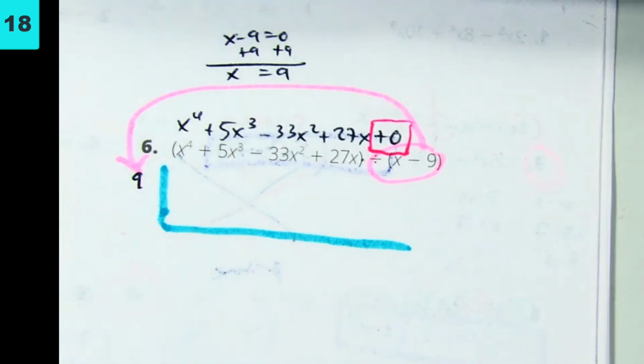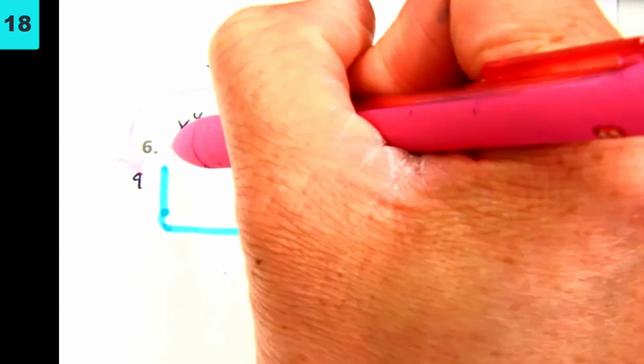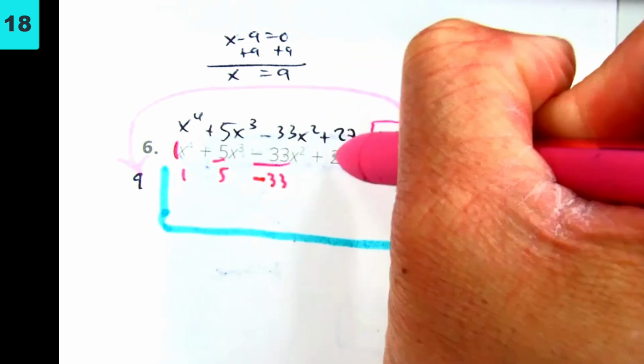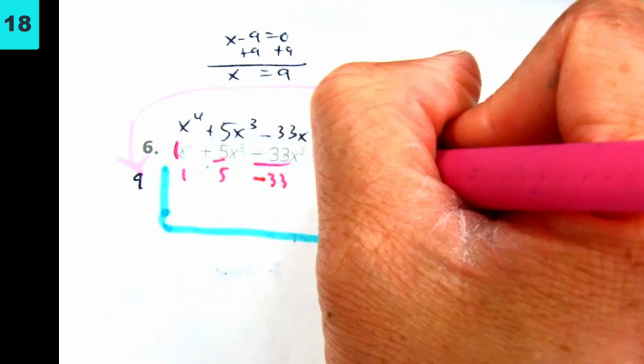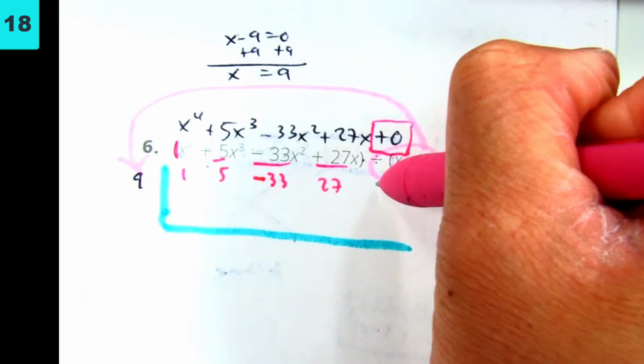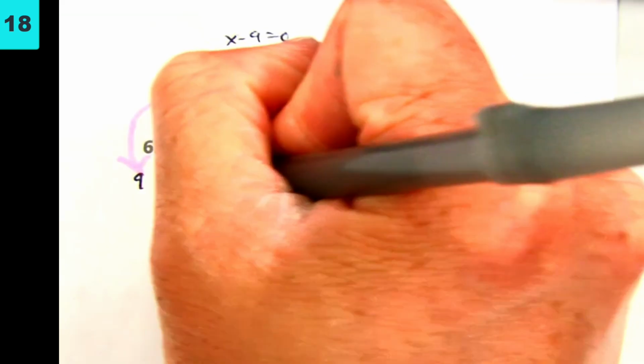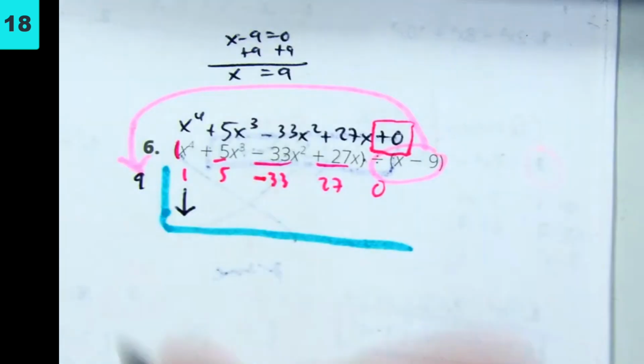Daniel, what's the next thing we need to do? Alright, can you tell me what the coefficients are? 5, negative 33, 27, 0. Negative 33, 27, and 0. Good job. Hania, what's next? Let's bring down the first one. So class, what number do I just put there? 1.